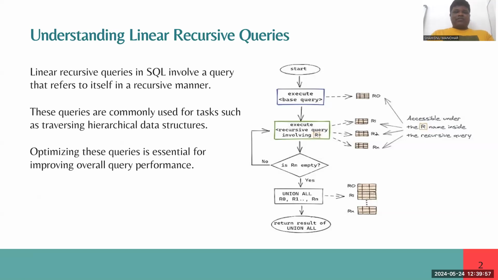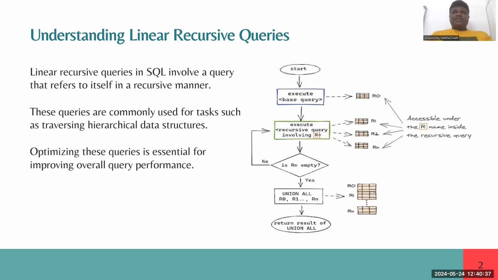Linear recursive queries in SQL involve a query that refers to itself in a recursive manner. As I said, recursion is where a function calls itself. These queries are commonly used for tasks such as traversing hierarchical data structures. Basically, to store data in a database in the form of a hierarchy, in the form of a flowchart, etc., we use linear recursive queries. Optimizing these queries is essential to improve the overall query performance.